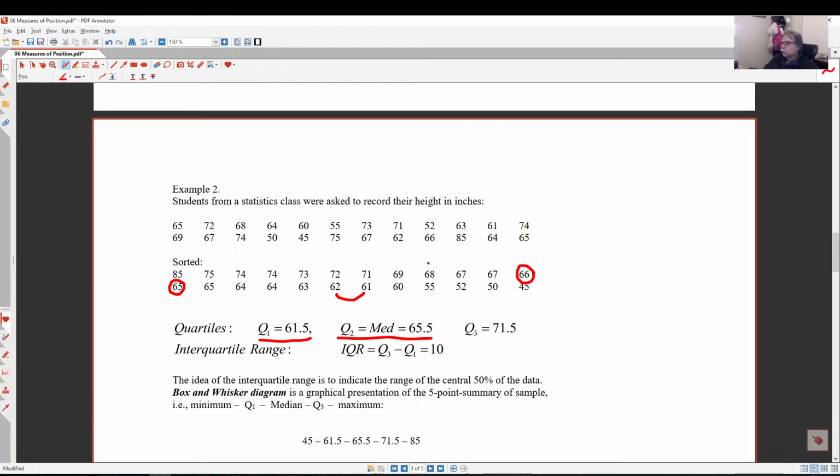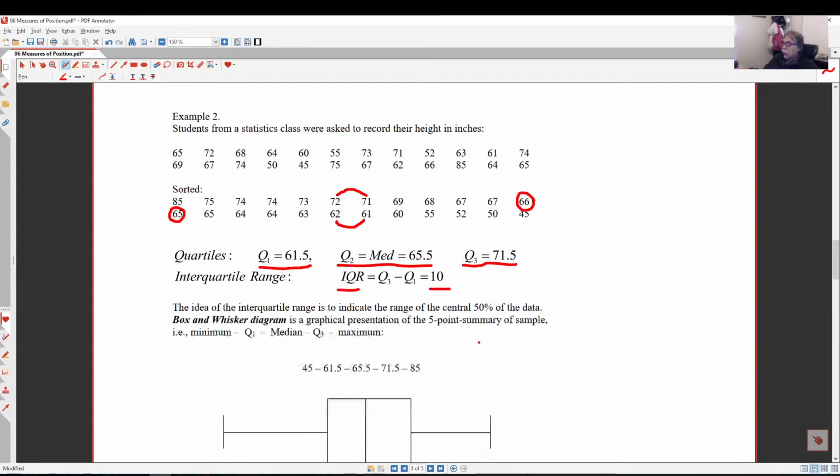And the same thing for the top half. The top half has 2 in the middle, so the median of the top half of the sample would be the average of 72 and 71, and that would be 71 and a half. Now, since you have the first and third quartile, you can calculate the interquartile range by subtracting these two. If you subtract 71.5 and 61.5, you end up with 10.